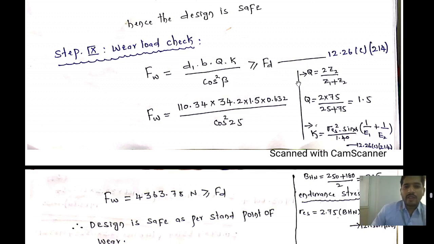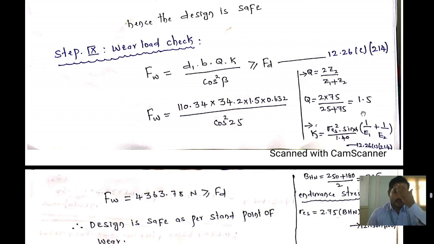First of all we need to find the value of Q. Q = 2Z2 / (Z1 + Z2). Z2 is the number of teeth on the gear and Z1 is the number of teeth on the pinion. So 2 times the number of teeth on the gear, 75, divided by the number of teeth on the pinion, 25, plus the number of teeth on the gear, 75. If you divide, you will get Q as 1.5.